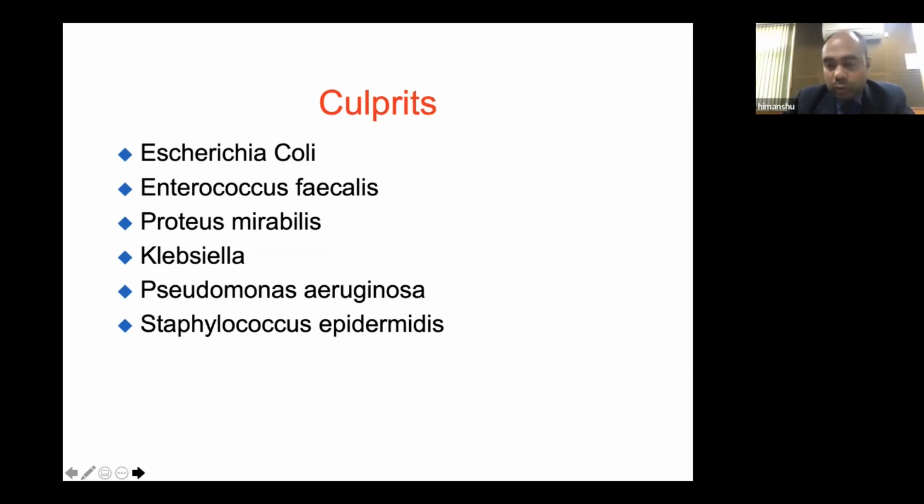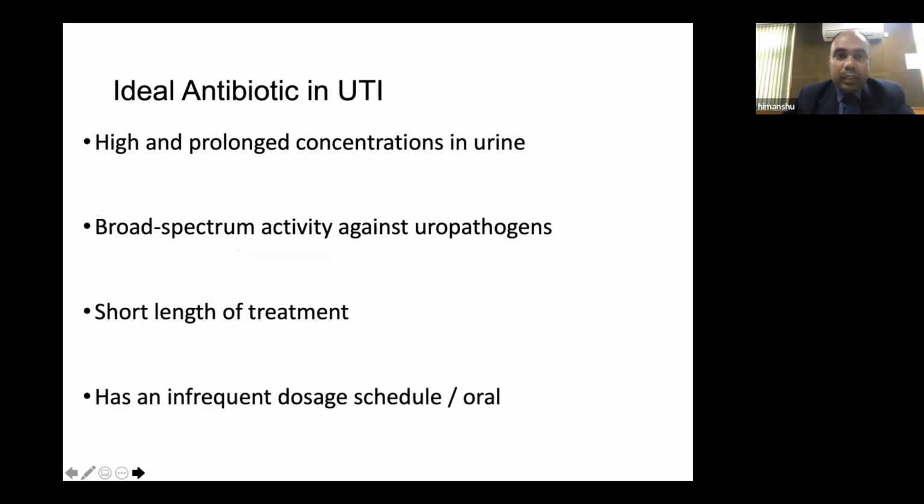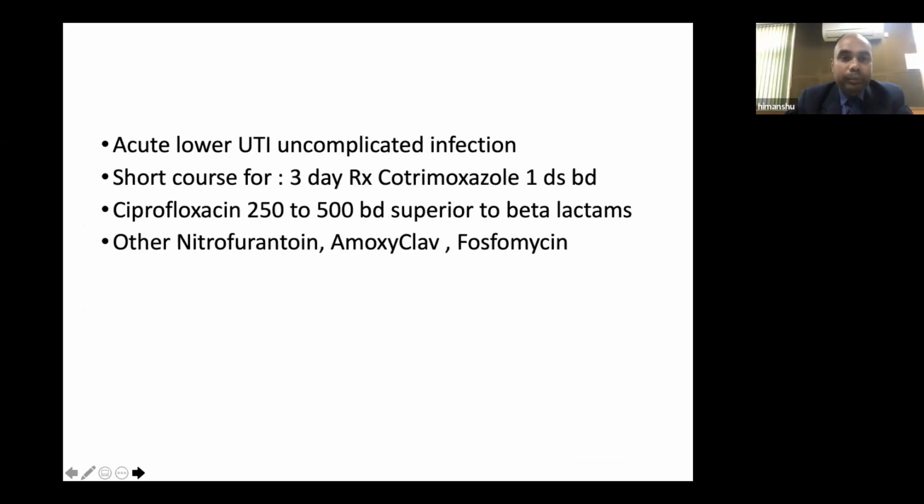So the ideal antibiotic has high and prolonged concentration in urine, has broad spectrum activity against most uropathogens, and requires a short length of treatment. We do not want to give a long length of treatment. We do not want, in a critical patient, to start off with a bacteriostatic drug. As a clinician, I don't prefer linezolid as a first choice just because it's there, because linezolid is actually bacteriostatic. If I have a culture, I would hit it fast with an antibiotic which is fast, needs a shorter course, and has an infrequent dosage schedule. So those you should always avoid.